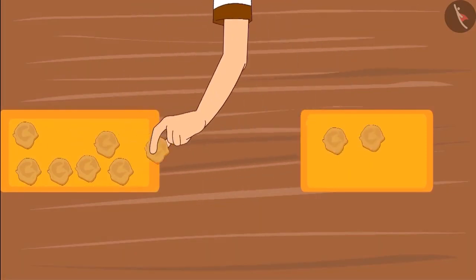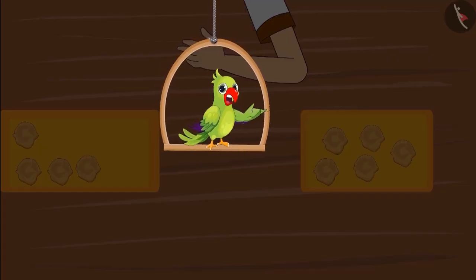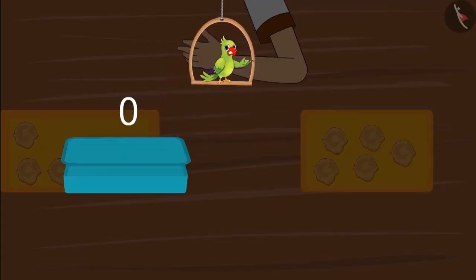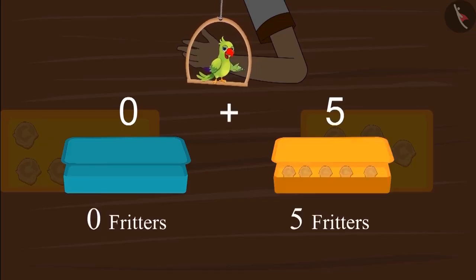1, 2, 3, 4, 5. So children, how many fritters does Chotu have now? Since Chotu's lunchbox was empty, he did not have anything in his box. This means 0 fritters. Aarti gave Chotu 5 fritters. So Chotu has 5 fritters.